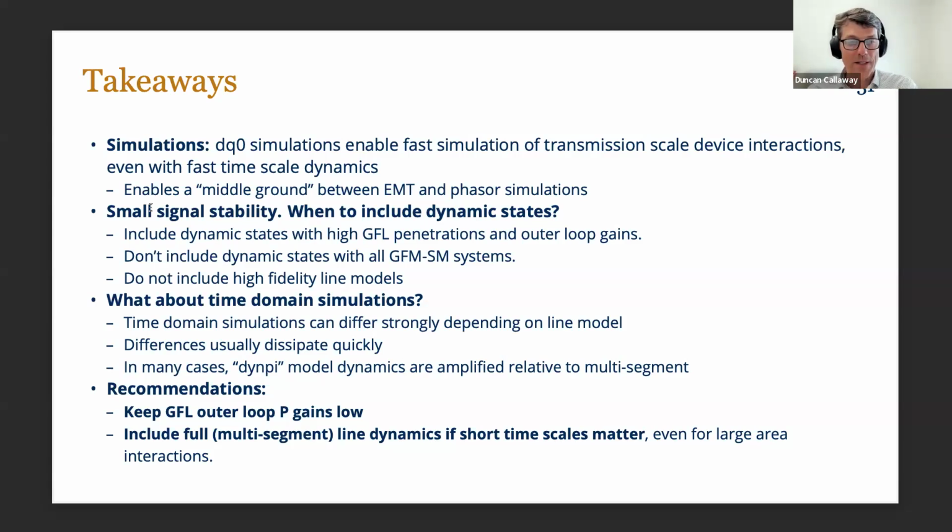So in many cases, what we did see, and I skipped over this at the end, is that the dynamic pi model's dynamics are actually amplified relative to a multi-segment model, meaning that if you really want to capture the dynamics faithfully, it's important to go all the way to a multi-segment line model versus just doing the simple dynamic pi approximation. So our key recommendations then are to keep your grid following inverter outer loop proportional gains low and include full multi-segment line dynamics if short timescale dynamics matter for the studies that you're doing, even if you're doing large area interaction studies.